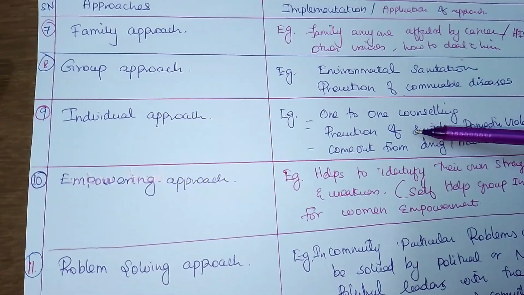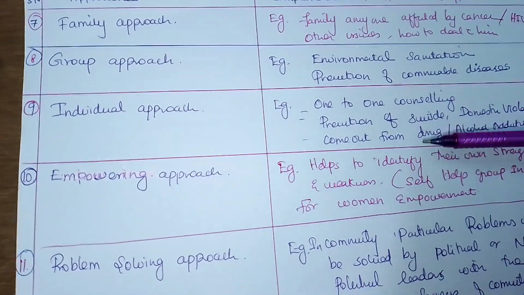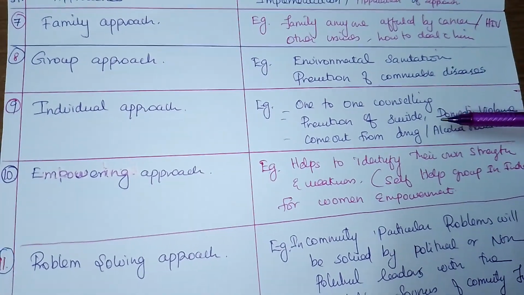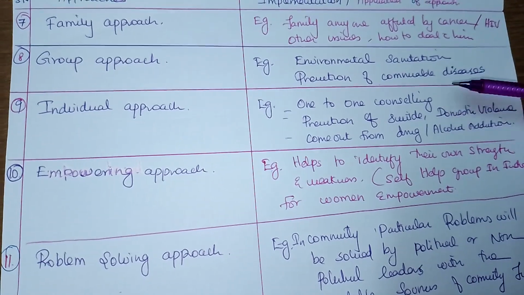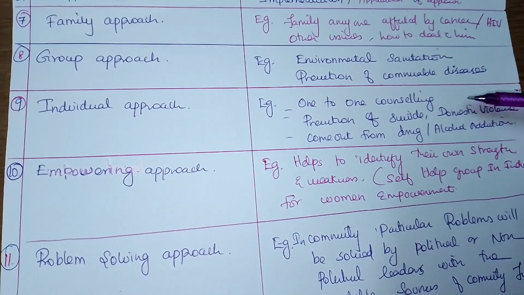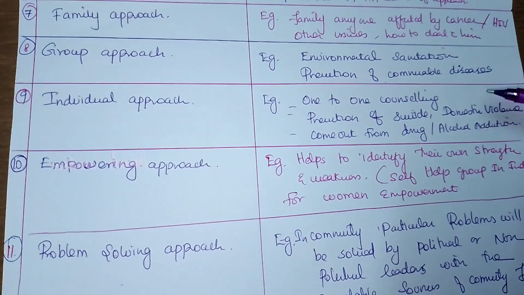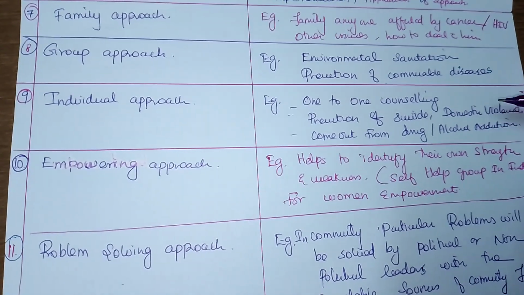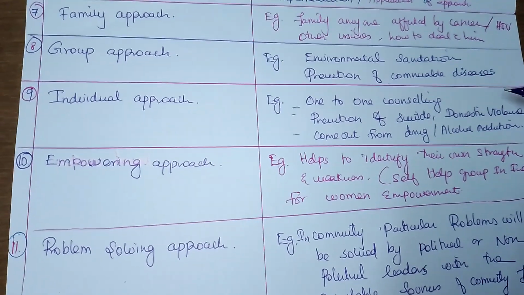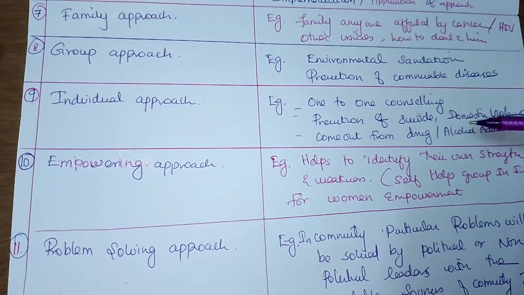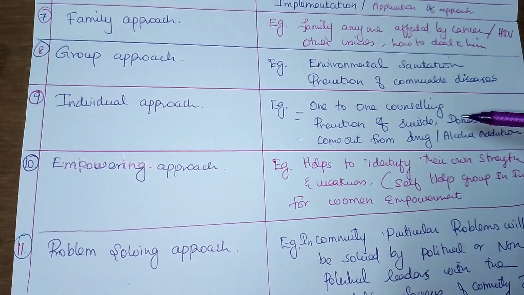And the individual approach is mainly one-to-one counseling. For example, sometimes some children have suicidal thoughts, and sometimes there is domestic violence. The cause is unique and differs from one person to another. So to help them come out of those problems, you have to approach them individually when you go for the home visit.